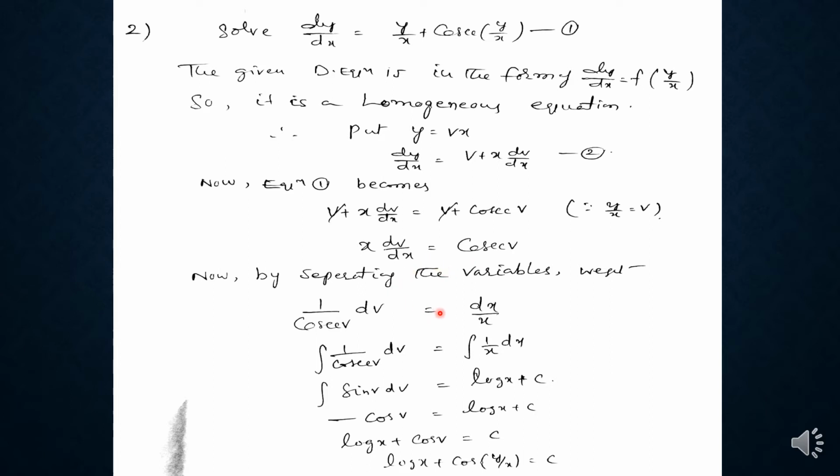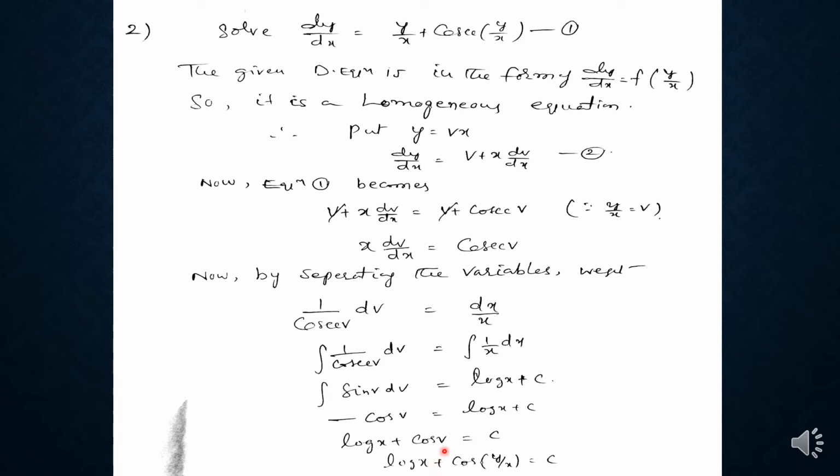Now by separating the variables, we get 1 by cosec v dv is equal to dx by x. Integral 1 by cosecant v dv is equal to integral 1 by x dx. Integral sin v dv is equal to integral 1 by x dx, which is log x plus c. So integral sin v is minus cos v, that is equal to log x plus c. So this can be written as log x plus cos v is equal to c.